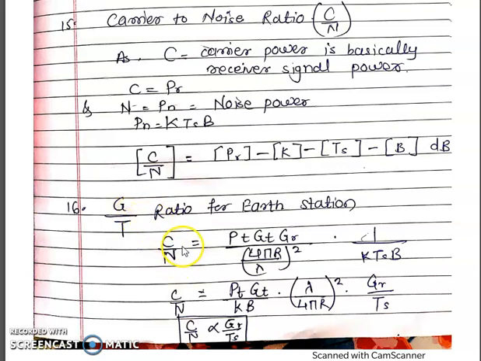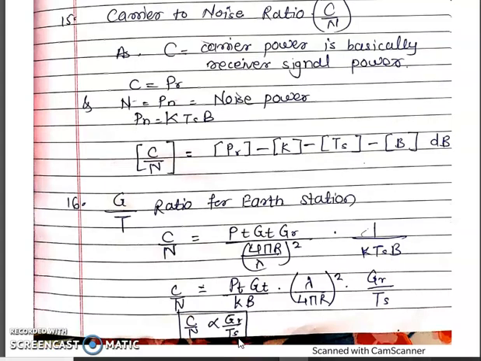So C by N, that means C is the carrier power and N is KTB. So C is PT, GT, GR divided by LP, and divided by N, that is KTB. Now rearranging the equation, C by N is directly proportional to G by T. So the relation is C by N is directly proportional to G by T, that is GR divided by the system temperature. This is one of the important equations, the relation between C by N and G by T.